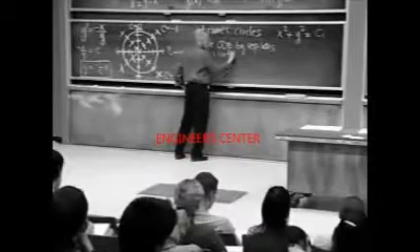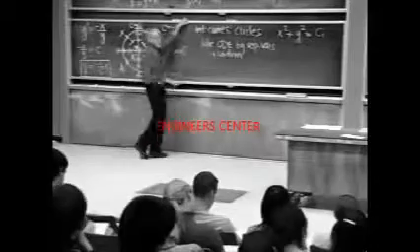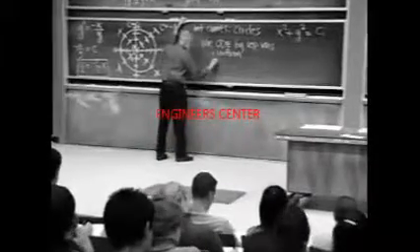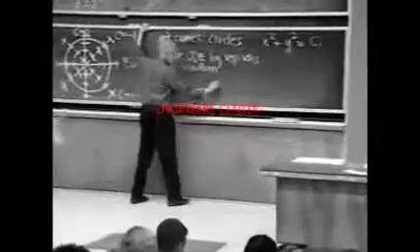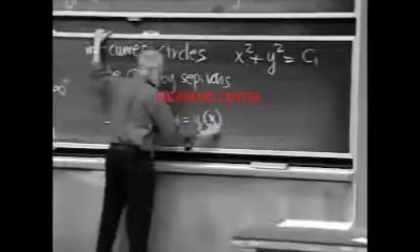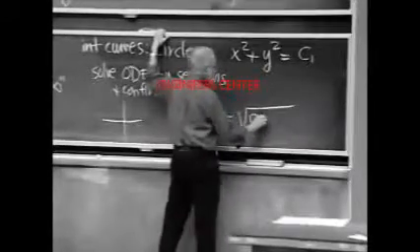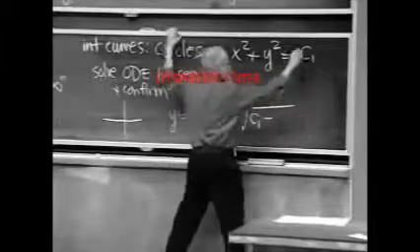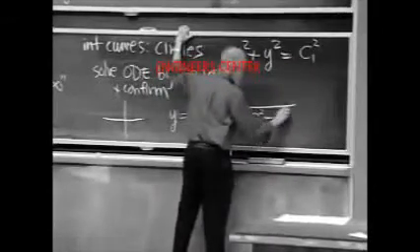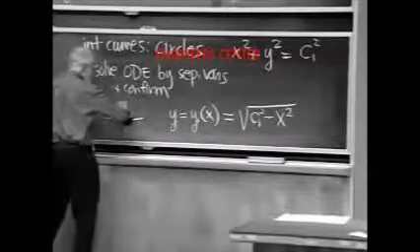I won't do it because I want to do geometric and numerical things today. So if you solve it by separating variables, one interesting thing to note is that if I write the solution as y equals y1 of x, it'll look like the square root of C1 squared minus x squared, since that's the way people usually put the radius. And so a typical solution looks like this.